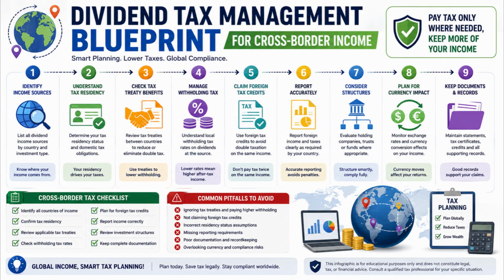However, there are some common mistakes to avoid. One mistake is ignoring tax treaties and paying higher withholding tax than necessary. Another mistake is not claiming available foreign tax credits. Some investors also assume the wrong residency status, miss foreign reporting requirements, or fail to keep proper records. In addition, overlooking currency movement and compliance risks can reduce returns and create tax problems.